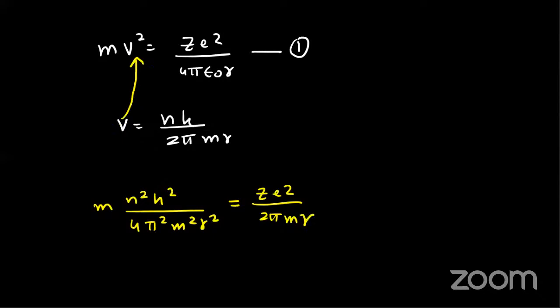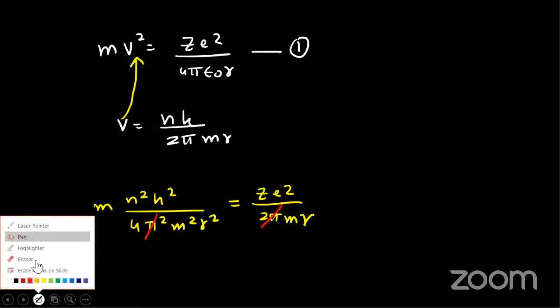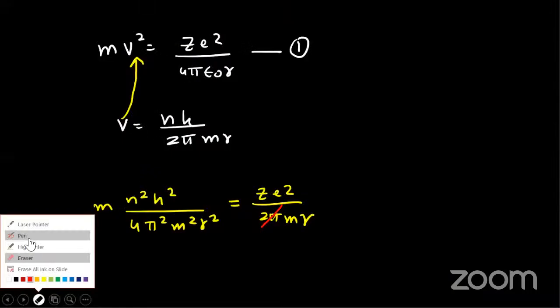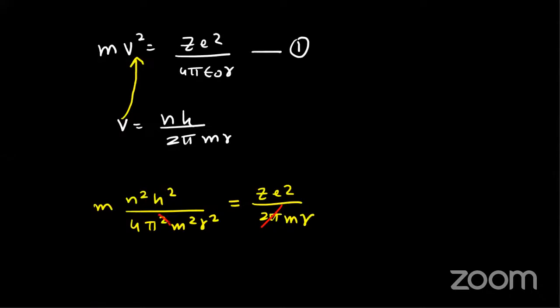Okay, see, I just put this v there, and now let me cancel as many things as possible. I want to make this solution simpler. One pi will be cancelled out, not all the pi's. So let me cancel only one pi here. Yeah, so one pi cancels out. Sorry, 4 pi epsilon r.